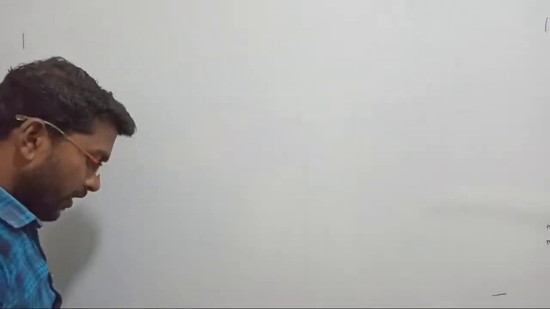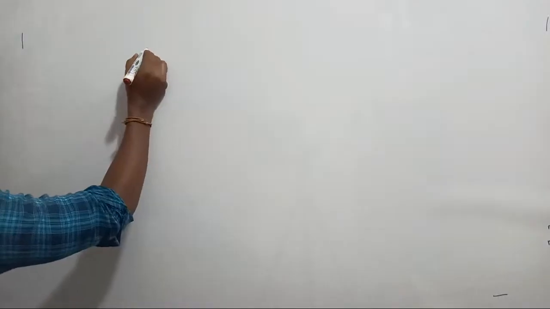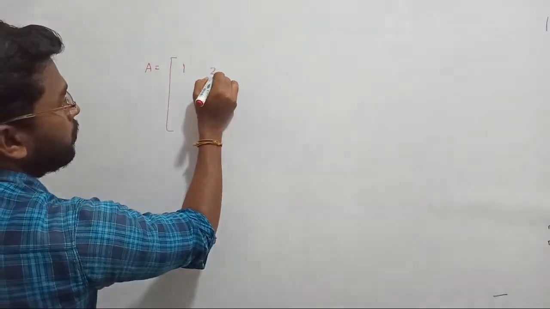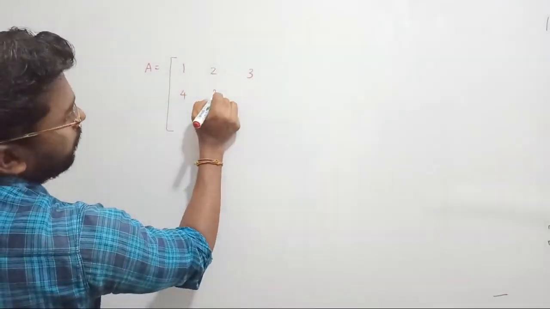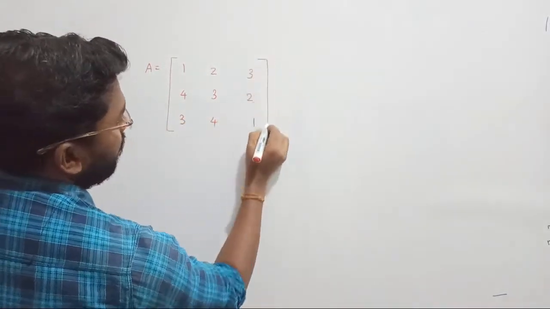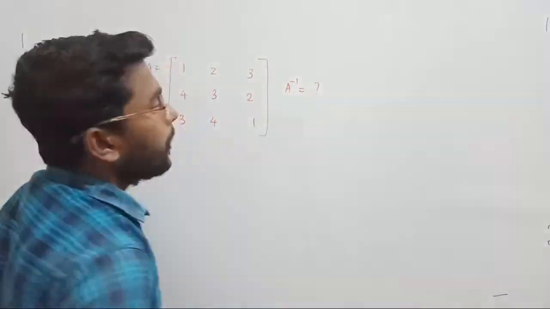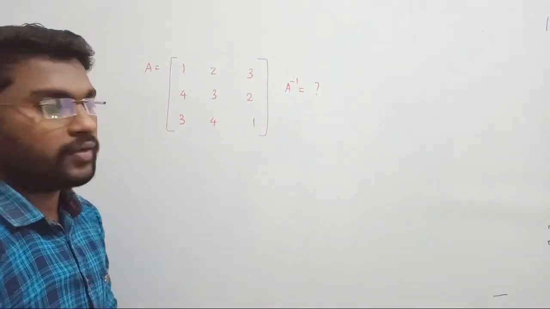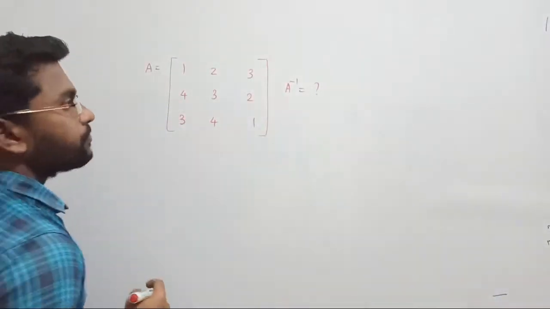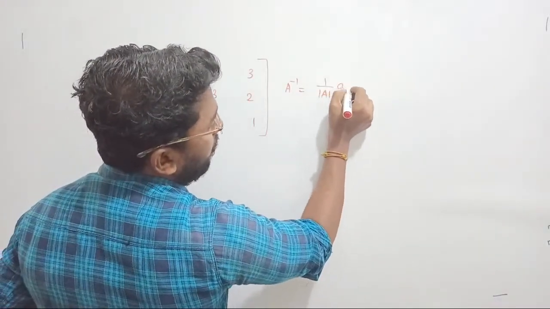Yeah, fine. Let's continue. Next, what am I going to do? Let us take some other example, right? For example, a matrix is defined as 1, 2, 3, 4, 3, 2, 3, 4, 1, something like that. And you are requested to find out the A inverse of the matrix. How will you find out the A inverse? If you want to know the value of A inverse of the matrix, the formula is 1 upon determinant of A into adjoint of A.